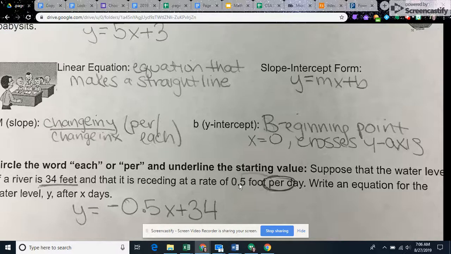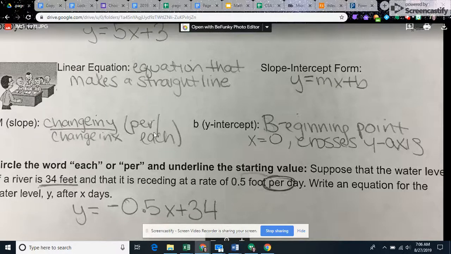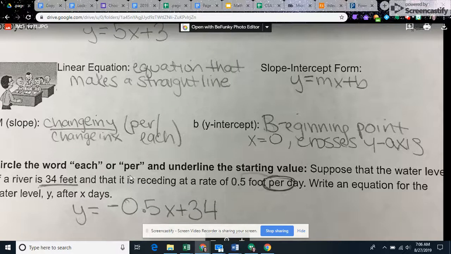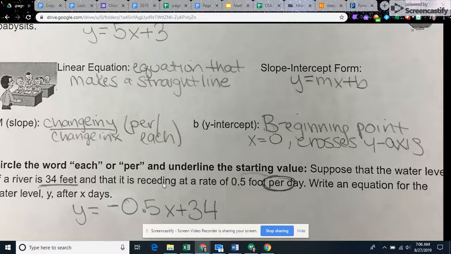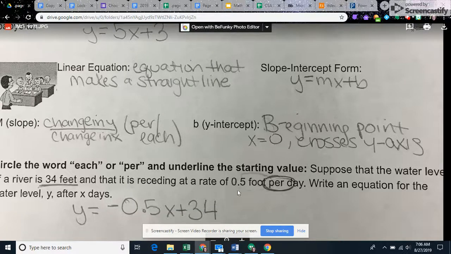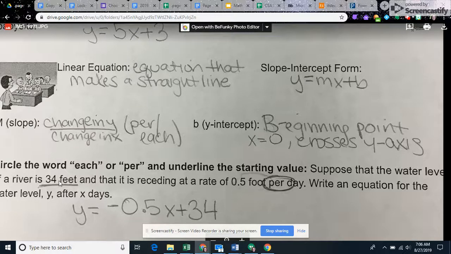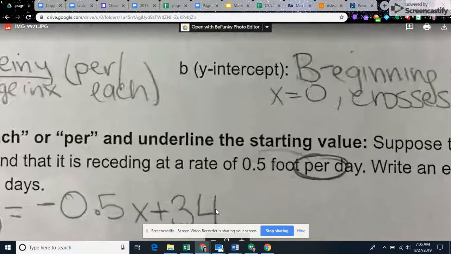Since this is the word per, you know that this 0.5 is going to be the m. It's going to be your slope because you see the word per. This is the one that you're going to multiply per day. Now, since it does say receding, that does mean it's going down. So you're going to notice that when I put this in the equation, it's negative because it's going to go down a half a foot per day. And where was it to begin with? 34 feet. And so that's my b.